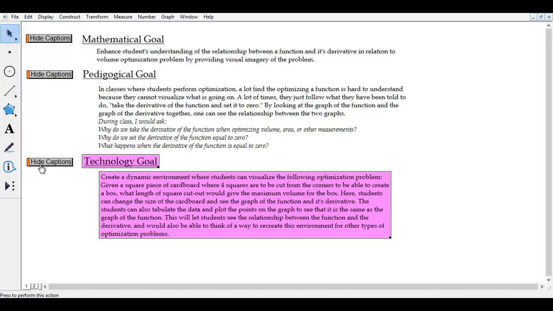Here, the students can change the size of the cardboard and see the graph of the function and its derivative. The students can also tabulate the data and plot the points on the graph to see that it is the same as the graph of the function. This will let the students see the relationship between the function and the derivative, and would also be able to think of a way to recreate this environment for other types of optimization problems, like say instead of a square piece of cardboard, one is given a rectangular piece of cardboard. So I wish for the students to be able to recreate the same environment for other types of word problems like that.